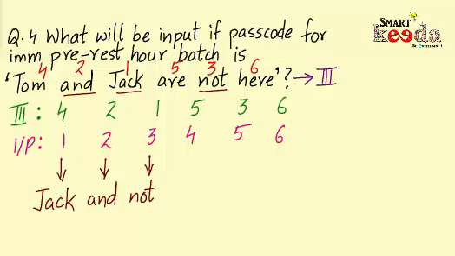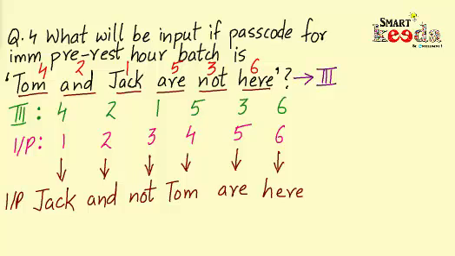Corresponding word for the label number 4 is Tom, so we will write Tom below 4. Now the corresponding word for the label number 5 is are, so we will write are below 5. And the corresponding word for the label number 6 is here, so we will write here below 6. Therefore the input is Jack and not Tom are here. And this is how we will solve sequential output tracing questions.